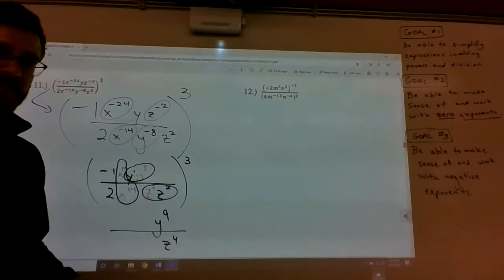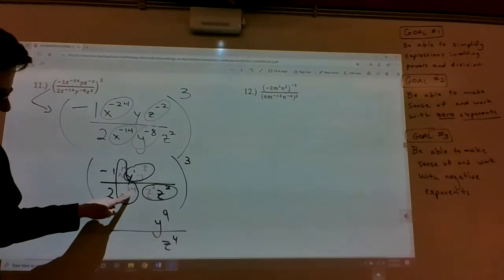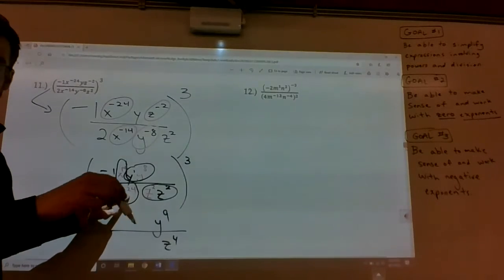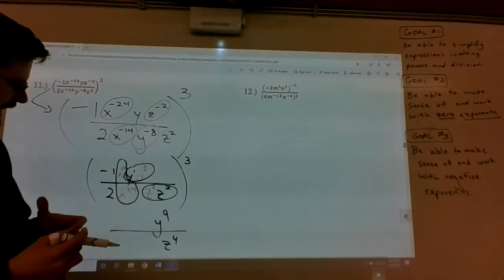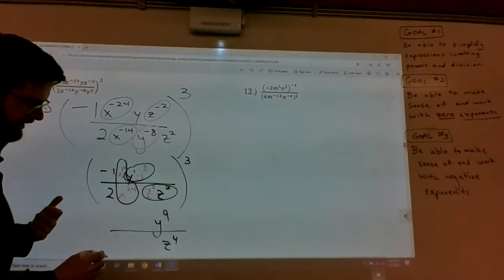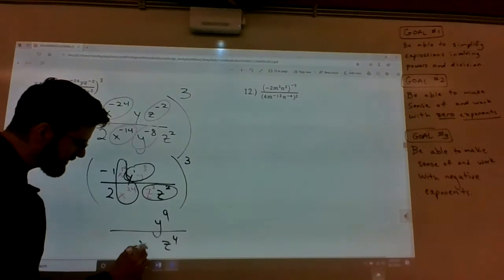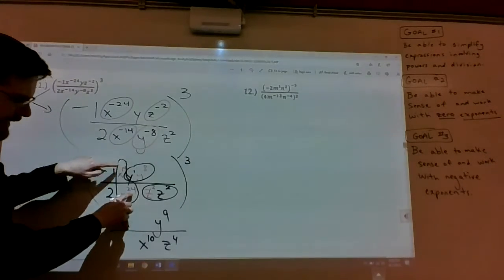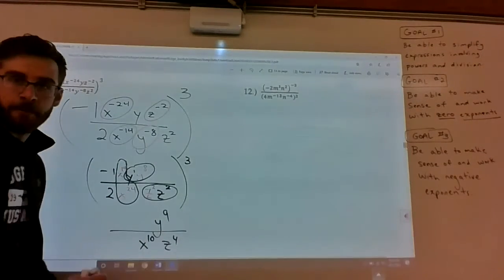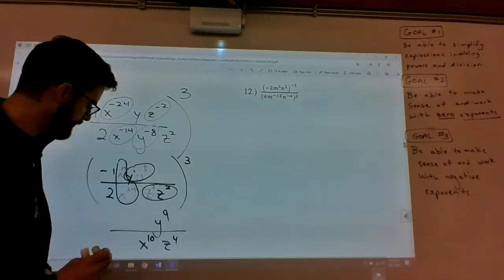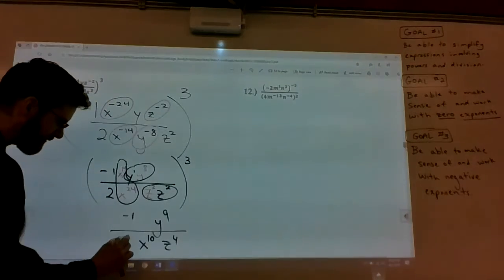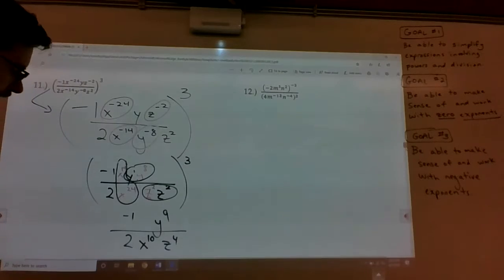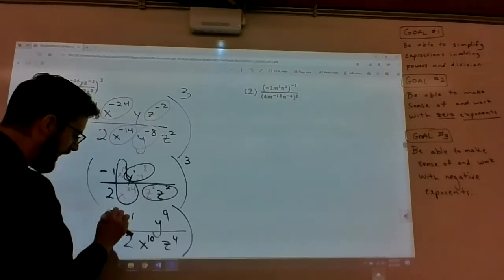All right, subtract 24 and 14. You get 10. That means that wherever the biggest power lies, that's where the final answer is going to be. So it's going to be x to the 10 on the bottom, because 24 minus 14 is 10. Bigger power is on the bottom. That means you're going to have a positive exponent on the bottom. All right, and then you've got negative a half. Oh, it was still taken to the third power.